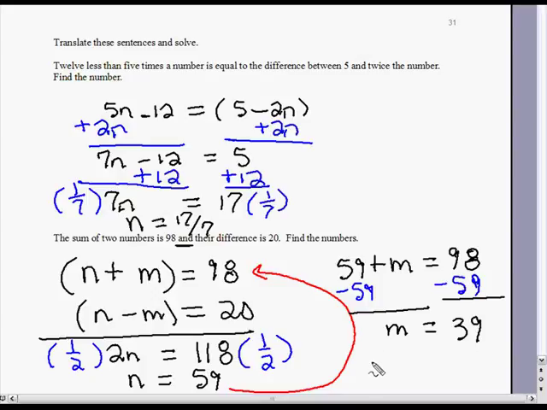So our two numbers, and it's important to end word problems with words, the two numbers are 39 and 59.